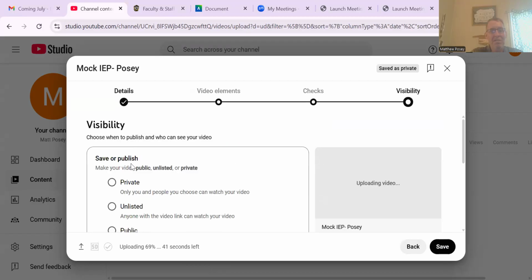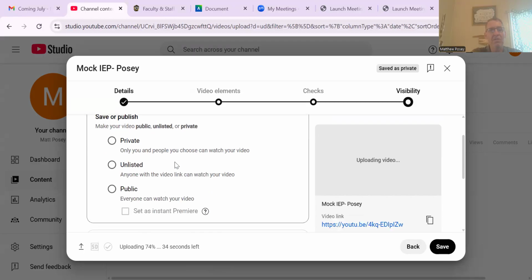Then on visibility, this will be one of the last things that you have to look at before you finalize your video. You want to make sure that you check that this is public. If you don't and you hit private, I will not be able to review the video when you put it in Blackboard to submit. Okay, so make sure you check public.